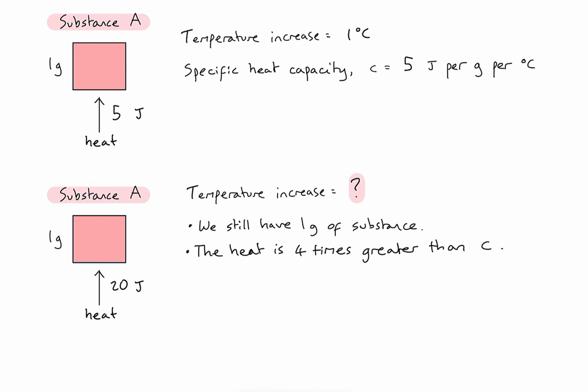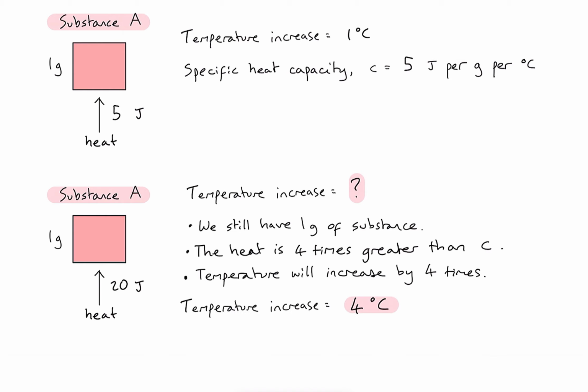So if I add 4 times as much energy to my substance, we would expect the temperature to increase by a factor of 4 as well. So in this case, if the previous example increased the temperature by 1 degree, we would now expect to see a temperature increase of 4 degrees. So the key point here, if I increase the energy transferred to my substance, we see an increase in temperature change.